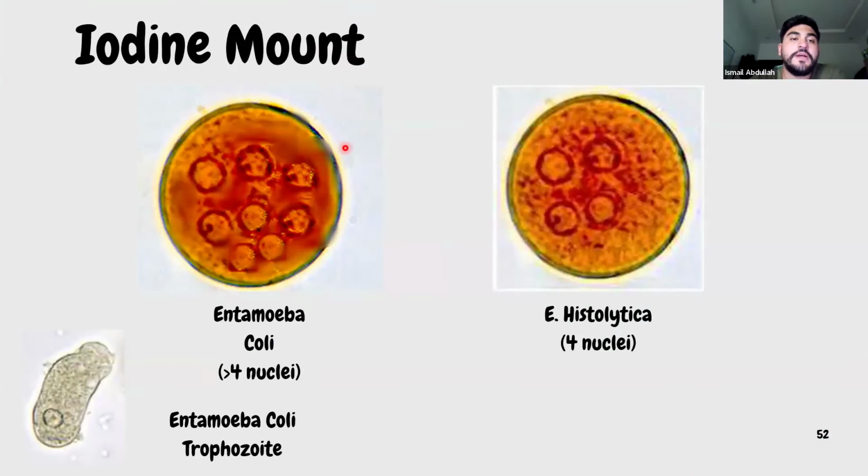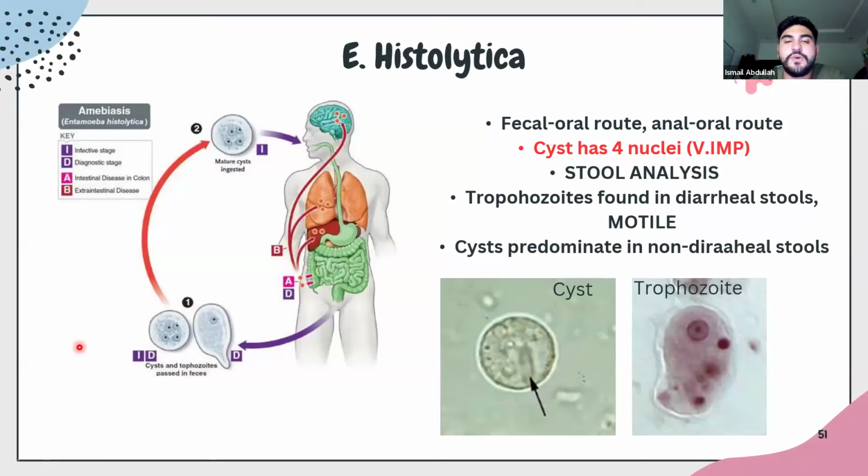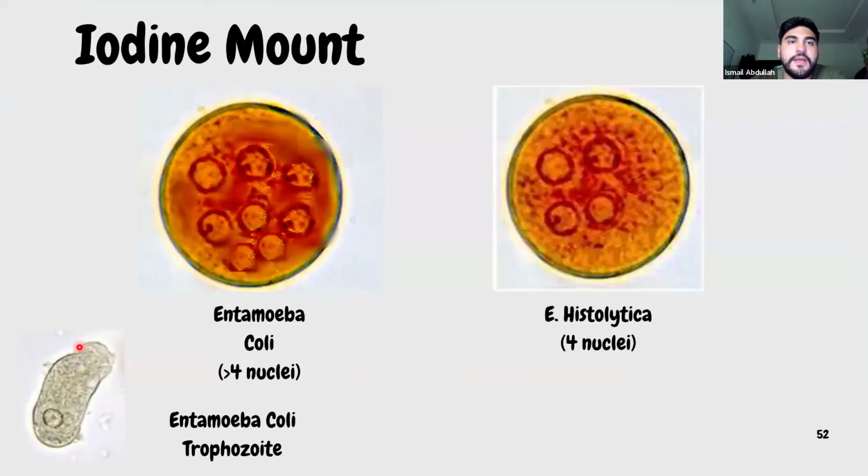So see, this is another species of Entamoeba called Entamoeba coli. This is not E. coli. This is Entamoeba coli. And as you can see, it has more than 4 nuclei. So this is a way that you can differentiate between E. histolytica and Entamoeba coli. Also, you can appreciate the difference between the Entamoeba coli trophozoite and the E. histolytica trophozoite, it just has one cell. Even the color and texture look different. So it's worth noting that.